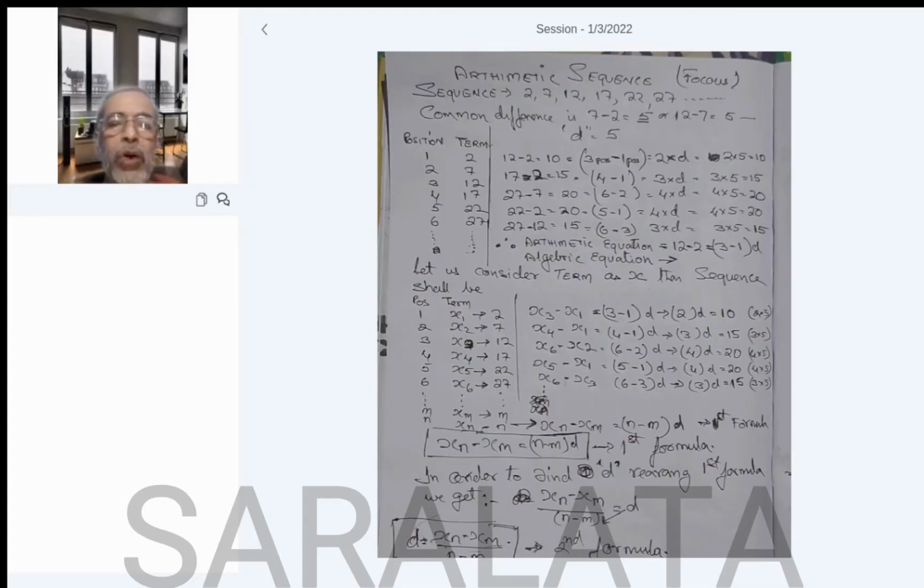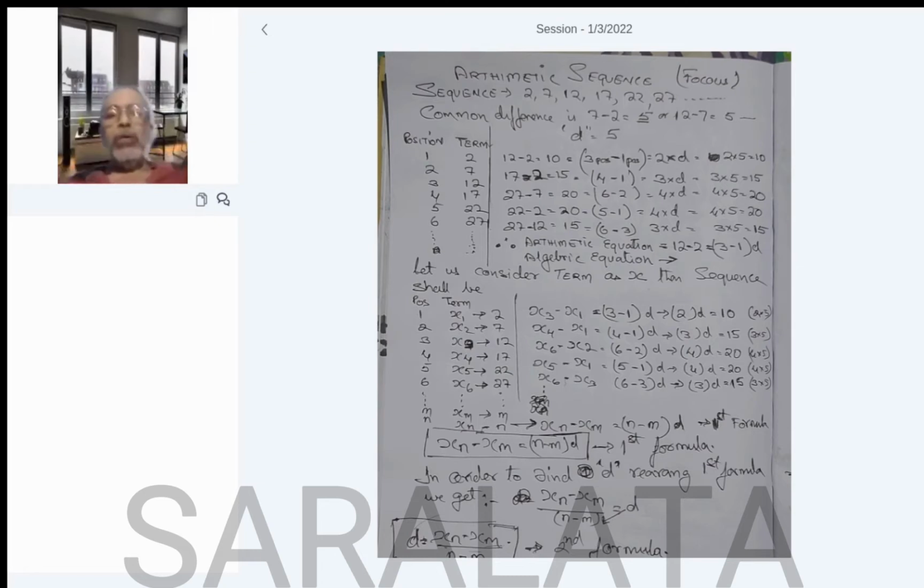The sequence over here that we have put on the board is 2, 7, 12, 17, 22, and 27, and so on. In this sequence, we have a common difference of 5. I mean, if we subtract two adjacent numbers, the difference we get should be equal across the whole sequence. Here we can find that the common difference is 5, which is denoted by the letter D. D is 5.